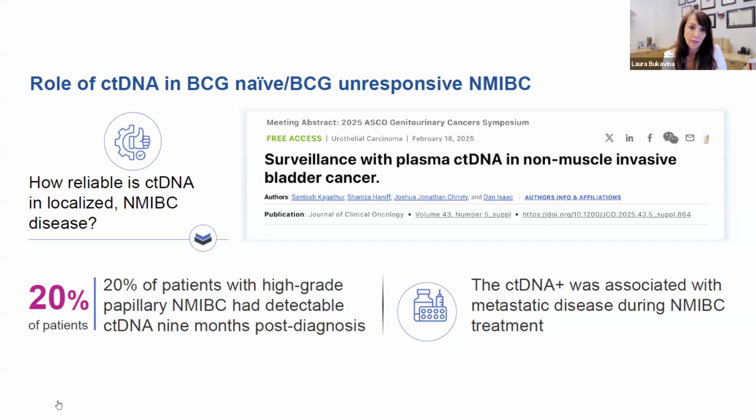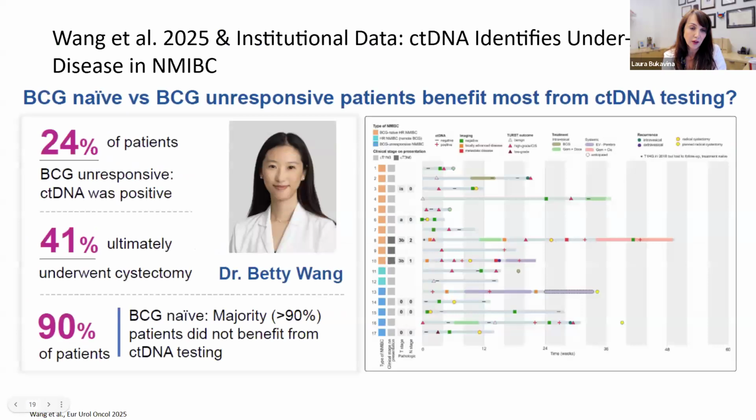Next slide. And this was very close to heart because we have been working on measuring ctDNA as well in our patients who are high risk, very high risk BCG naive, and BCG unresponsive, and we found very similar findings. We found 24% of our patients were ctDNA positive. And ultimately, the majority of first diagnosis patients, so if you just became diagnosed with non-muscle invasive bladder cancer, the chances are you're probably ctDNA negative.